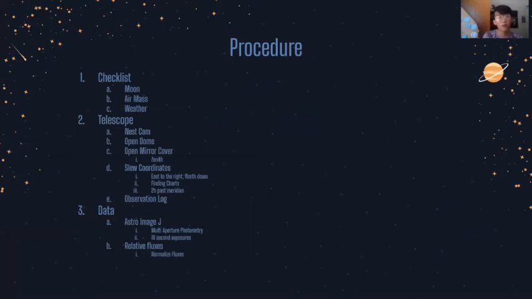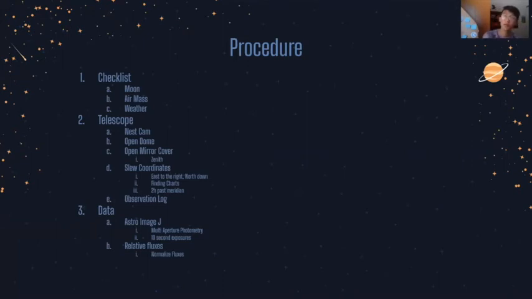First off, before we were able to do anything, we had a little checklist to make sure that we had everything ready and that we could observe. We had to check and make sure the moon's not interfering with our star. We also need to check the air mass for our star, because if the air mass is way too high, then we wouldn't be able to see our star as well. And lastly, we had to check the weather. If it's raining, snowing, anything like that, it'd be hard to observe the star.